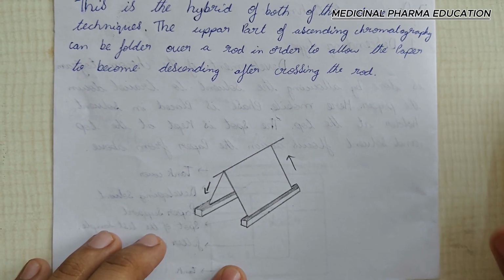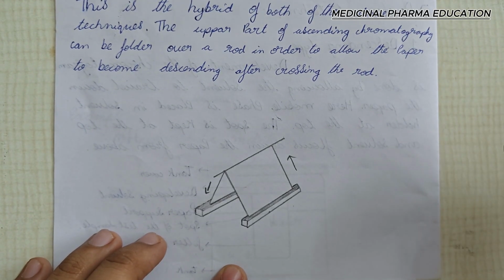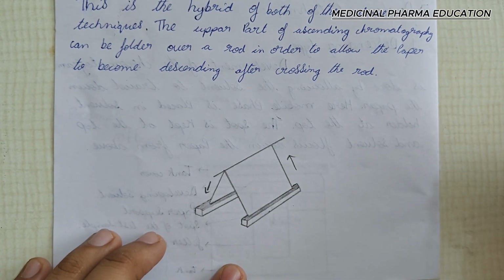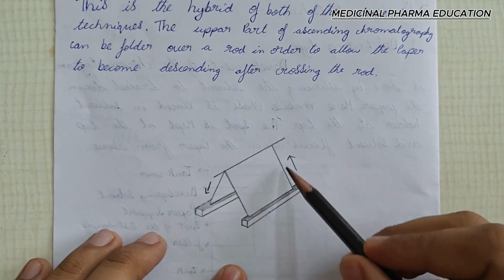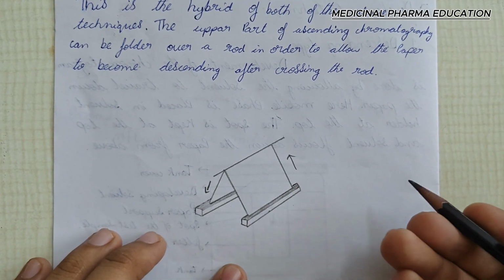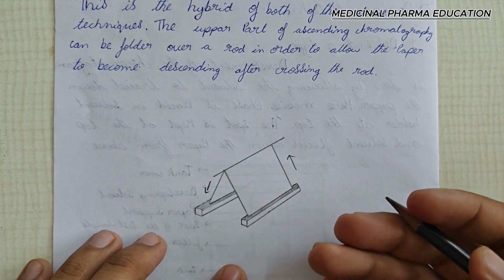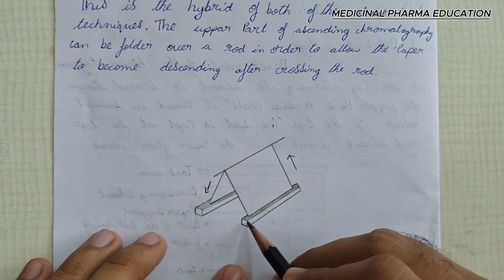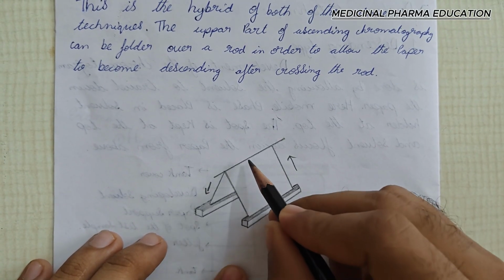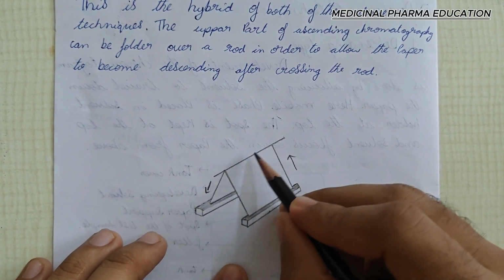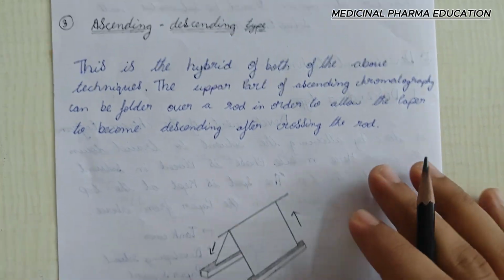If you want, you can use your phone and check on the internet. It's also the best one. I have made many changes in this, and this is the first. Here the solvent is placed, it moves upward, and from here it moves downward. This is called ascending descending.